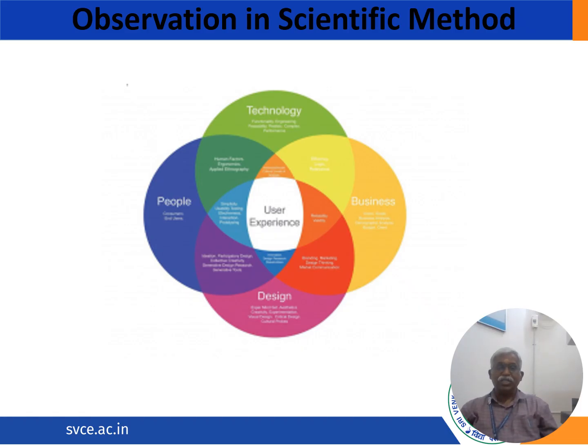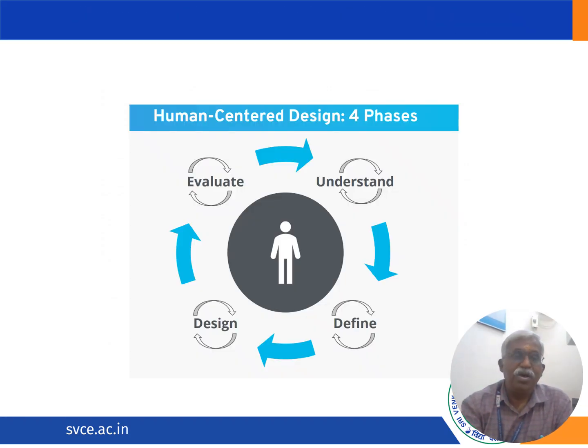Designing based on many iterations. With that iteration, we have to find a proper solution. So, the scientific approach involves two important things. One is design, another one is technology. Now, human-centered design has four major phases.